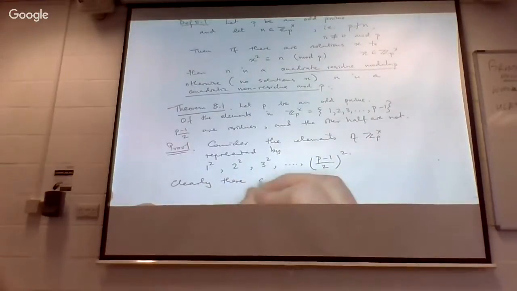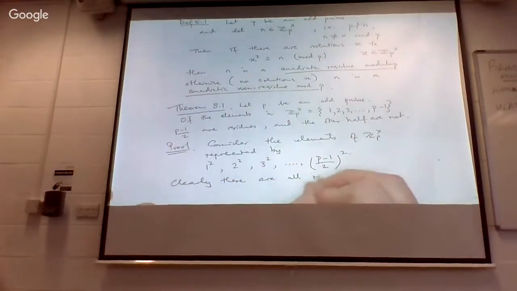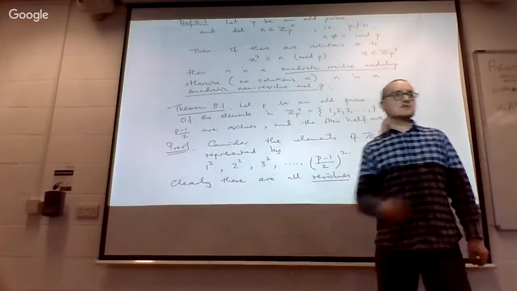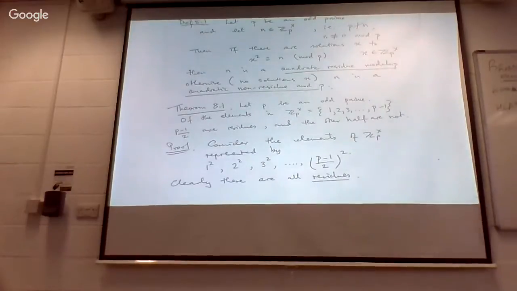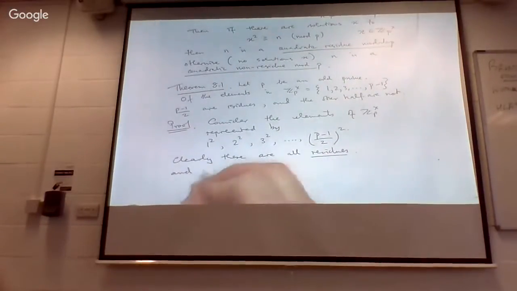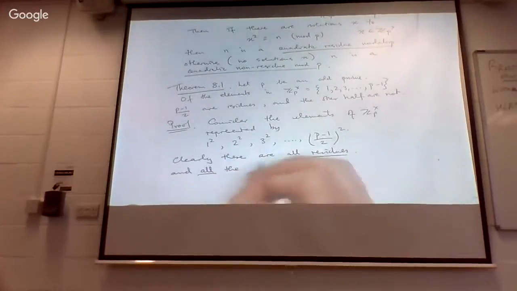So clearly these are all residues, because they're all explicitly given as the square of something. Remember, a residue is something which is a square. These are all explicitly presented as squares, so they're definitely residues. These are all residues, and all the residues are listed here.